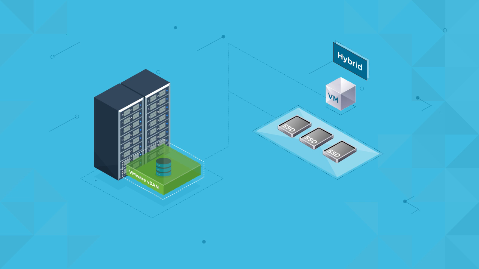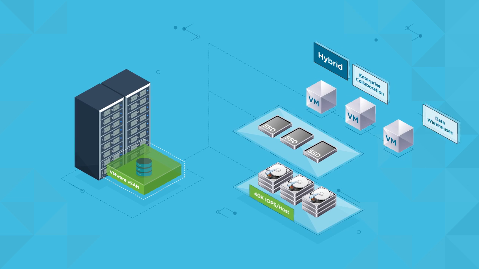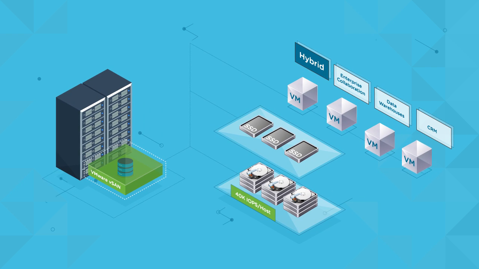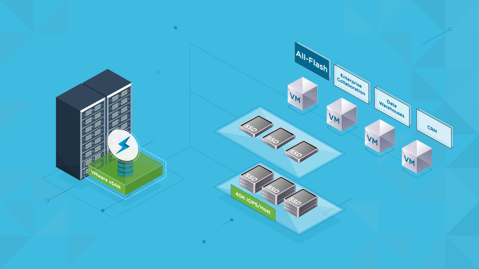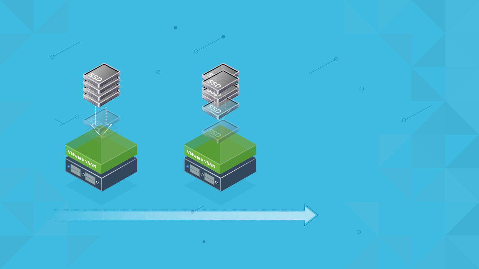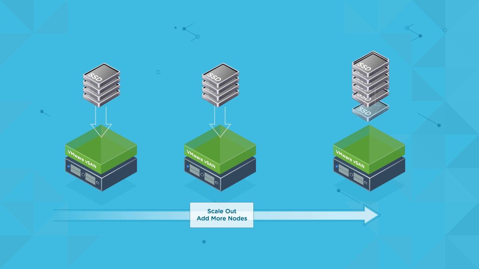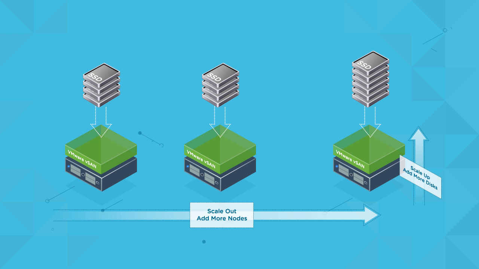Hybrid vSAN configurations deliver as much as 40,000 IOPS per host, providing excellent performance for Tier 1 applications such as enterprise collaboration, data warehouses, and CRM. All-flash vSAN configurations provide up to 150,000 IOPS per host for applications and services requiring extreme performance and predictable sub-millisecond latencies. If more performance or capacity is needed, simply add the necessary components to an existing vSAN cluster. This can be as simple as adding a single host, which enables a low-cost, incremental scale-up or scale-out provisioning model.